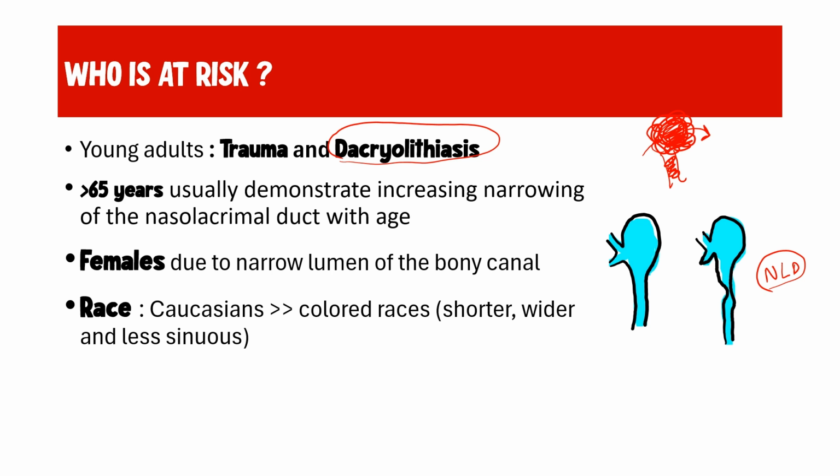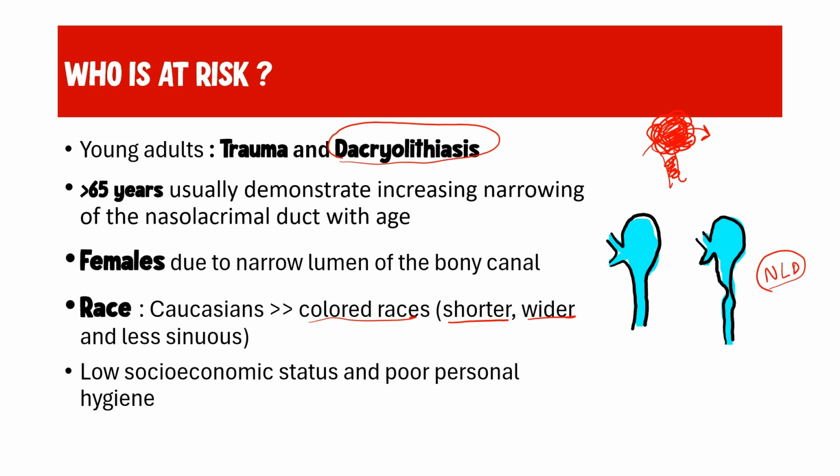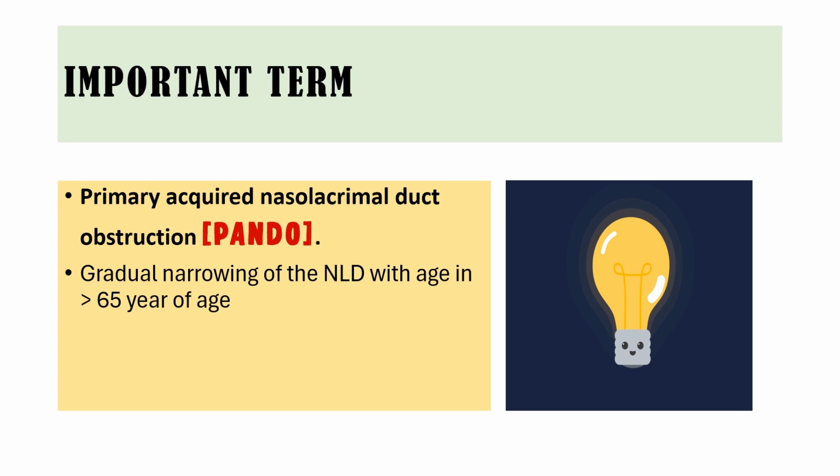Again, when you see race as a risk factor, Caucasians are at a greater risk compared to the colored races because Caucasians actually have a much thinner, longer and sinuous nasolacrimal duct compared to the colored races, where the duct is much shorter, wider and less sinuous. Again, low socioeconomic status and poor personal hygiene are also considered to be risk factors.